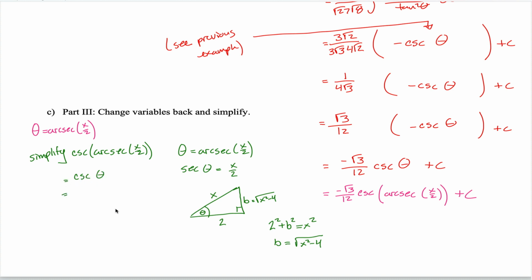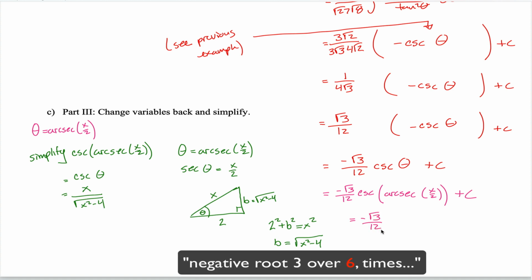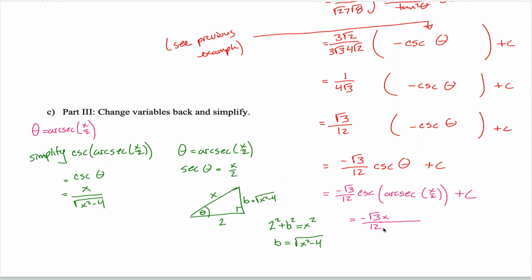And the cosecant of theta from this triangle, and the fact that cosecant is the reciprocal of sine, I think SOHCAHTOA, sine is opposite divided by hypotenuse. Therefore, cosecant is hypotenuse divided by opposite. It's x divided by the square root of x squared minus 4. That's a simplified version of the cosecant of the arcsecant of x over 2. My answer is down here in pink, which I can now simplify if I change the cosecant of the arcsecant of x over 2 into this expression. I get negative root 3 over 12 times x divided by the square root of x squared minus 4 plus c.